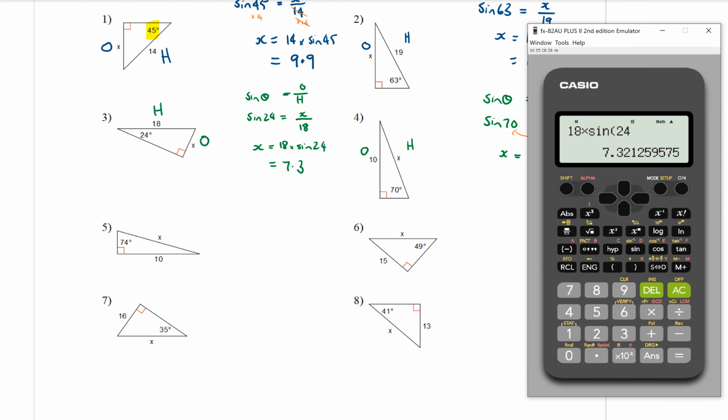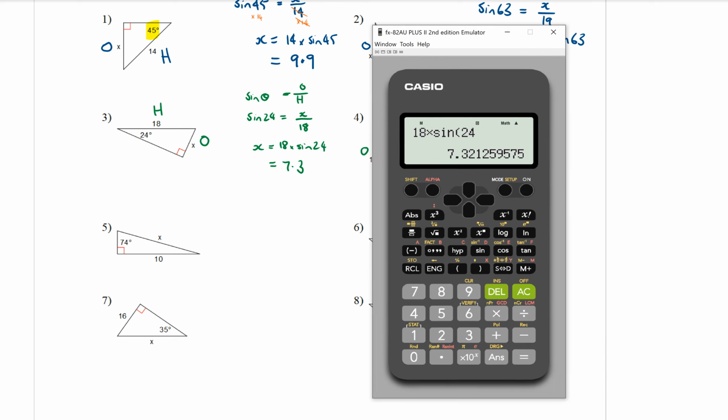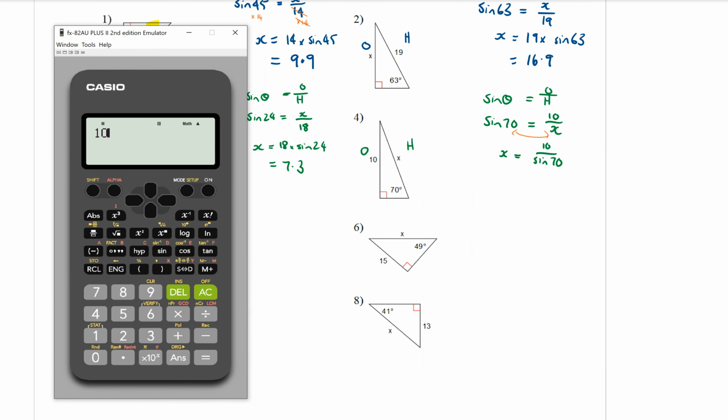And you type that in your calculator. So that is 10 over sine 70. Now when you're typing it in like a fraction like this, you do have to close that bracket or your calculator will give you an error. Press equals, and that's 10.6.